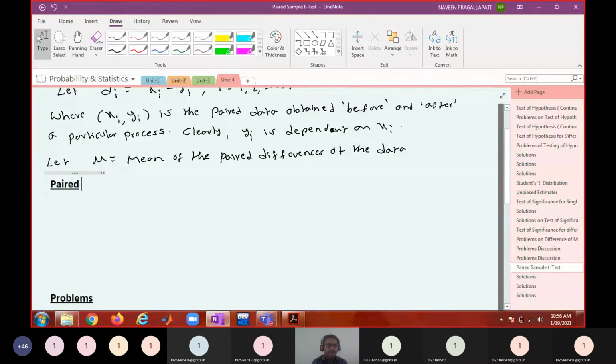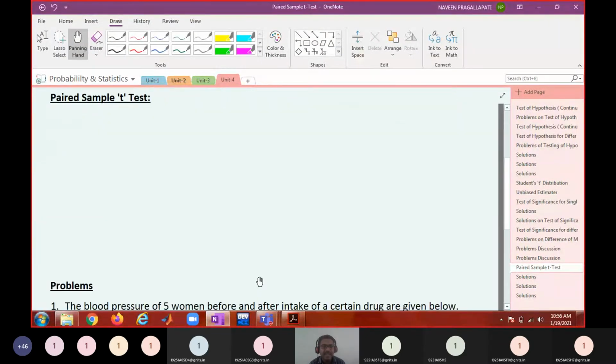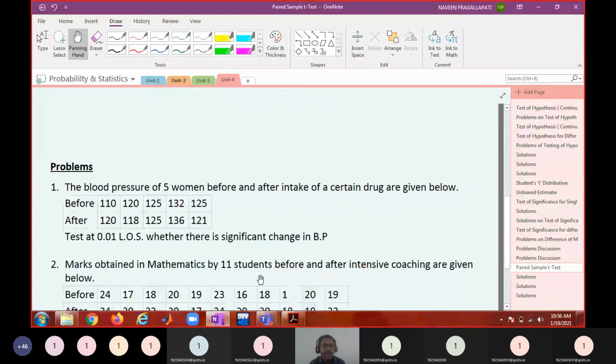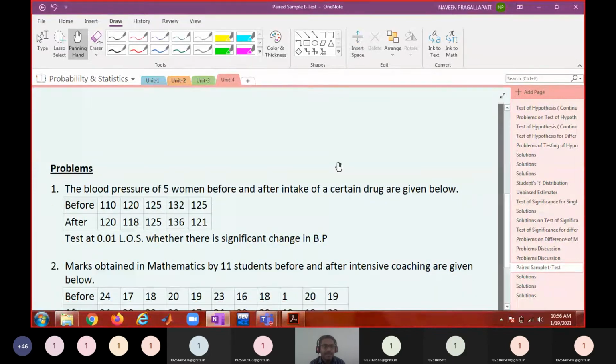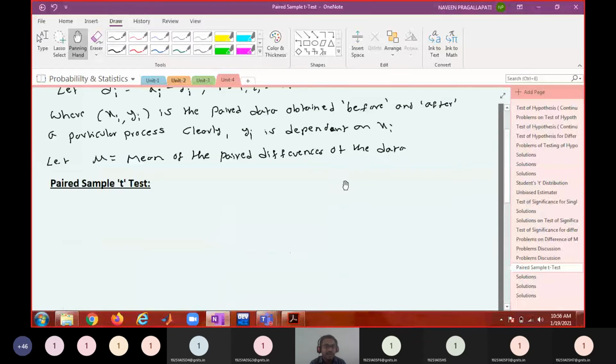When you see the word t, that means I'm actually referring to small samples. If a large sample is given, then you simply say paired sample test, with the understanding that you are applying a large sample test.